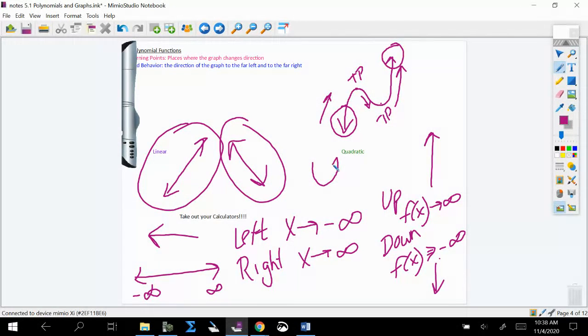Quadratics have identical end behavior on each side. If you think about your quadratics, your parabolas, they're either right side up and they look like a U, or they're upside down and they look like an upside down U. For the one that's right side up, both ends would be going upwards to positive infinity. For the one that's going down, both ends would be going downward to negative infinity. So we would say a quadratic has identical end behavior on both sides.